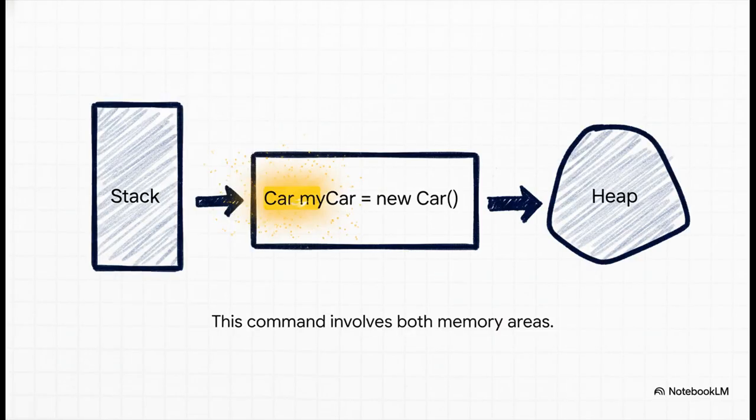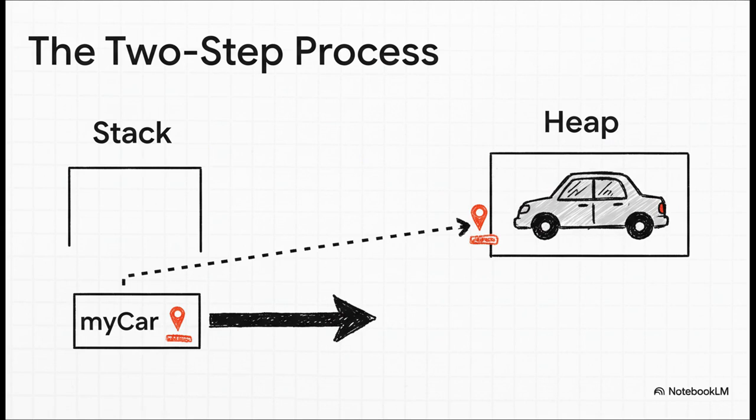And now, the magic word new. myCar equals new Car. This is the command that actually creates our object and brings it to life. This one little line is going to involve both the stack and the heap. So check out this two-step process. First, the JVM goes over to the big heap warehouse, finds an empty spot, and builds a brand new car object from the ground up. Then, it figures out the memory address of that new object, comes back over to the stack, and puts that address into the little myCar box we created earlier. And just like that, our stack reference is now pointing to our actual object over in the heap.